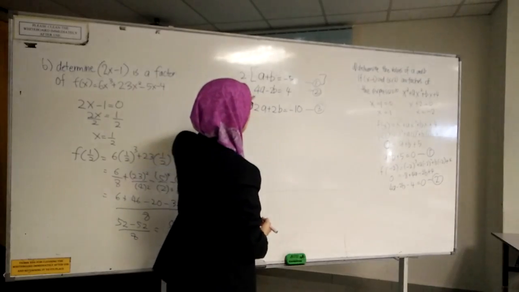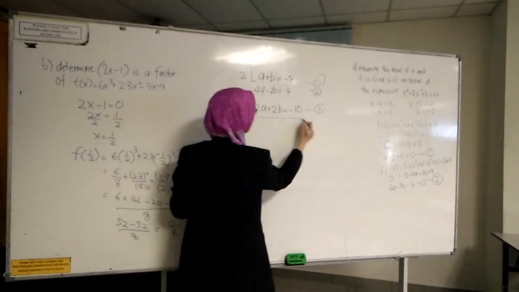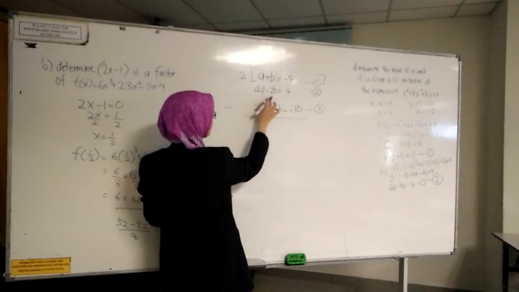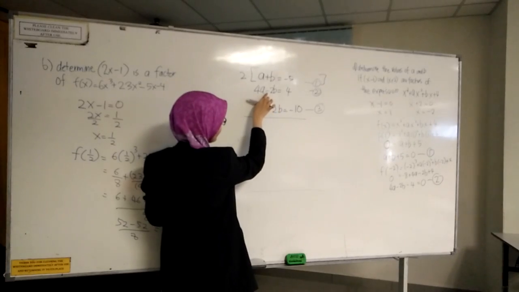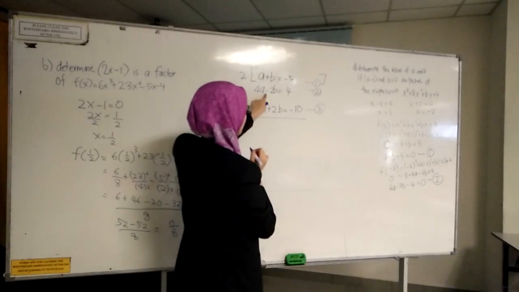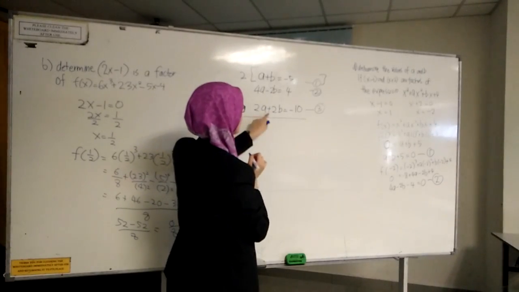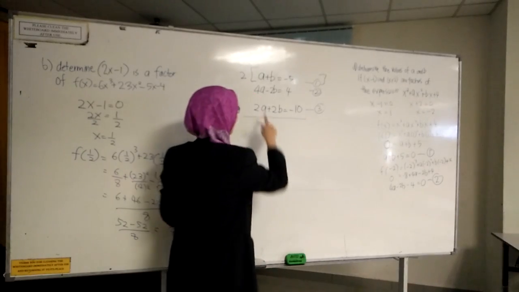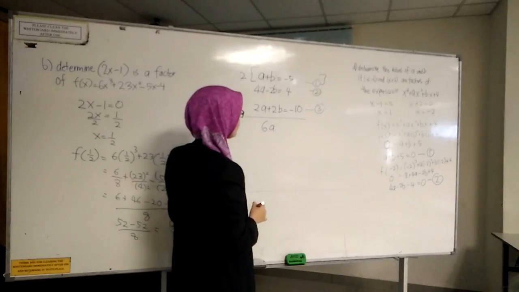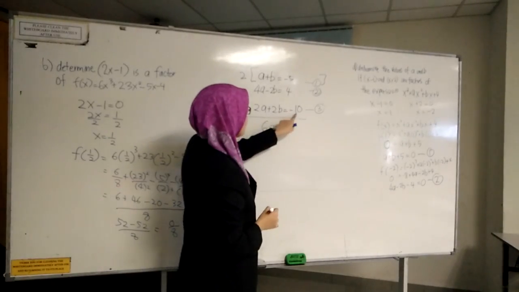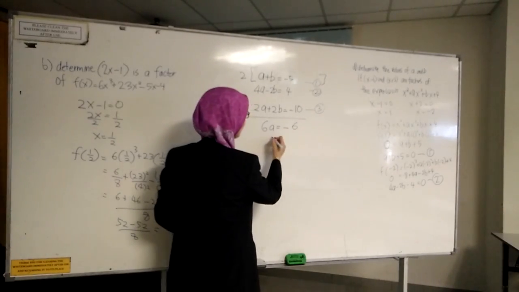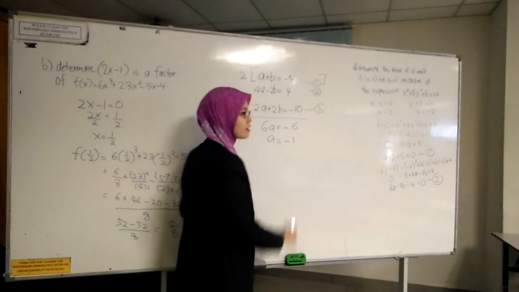Okay, so by elimination, negative here, so we add. Negative 2b plus 2b will be 0. 4a plus 2a will be 6a. 4 plus negative 10 will be negative 6. So now your a will be negative 1.